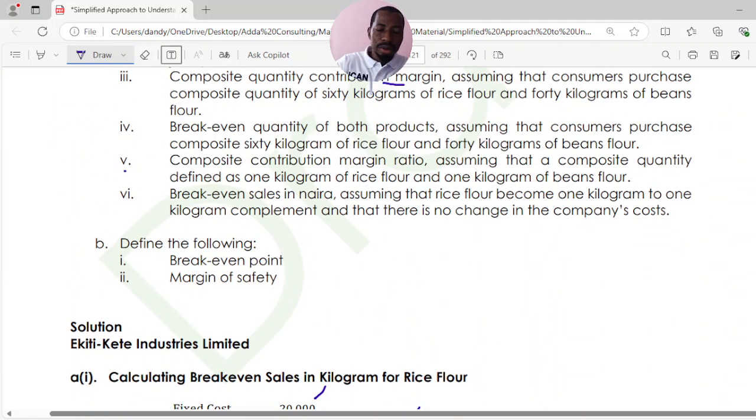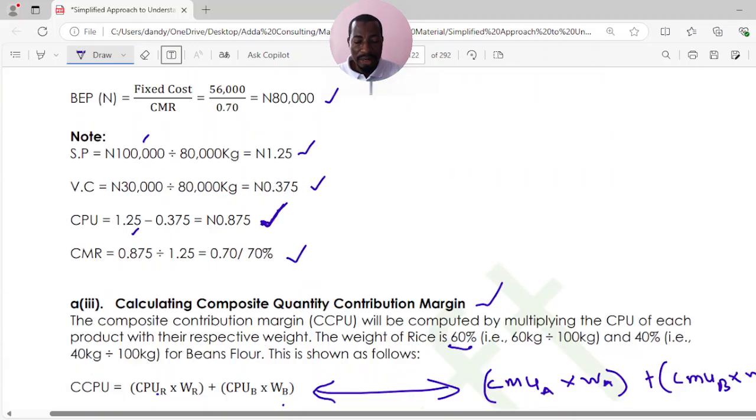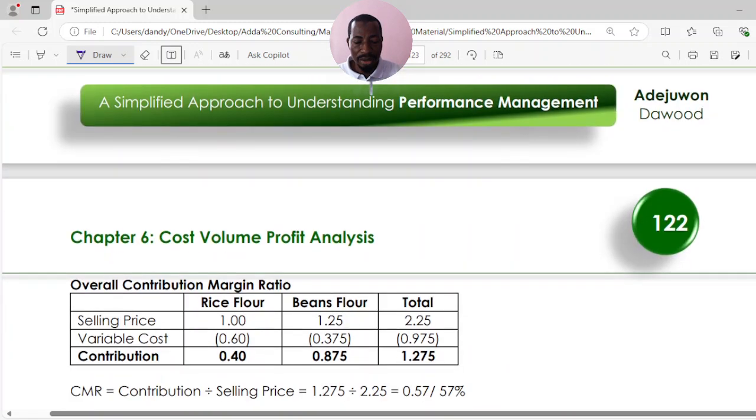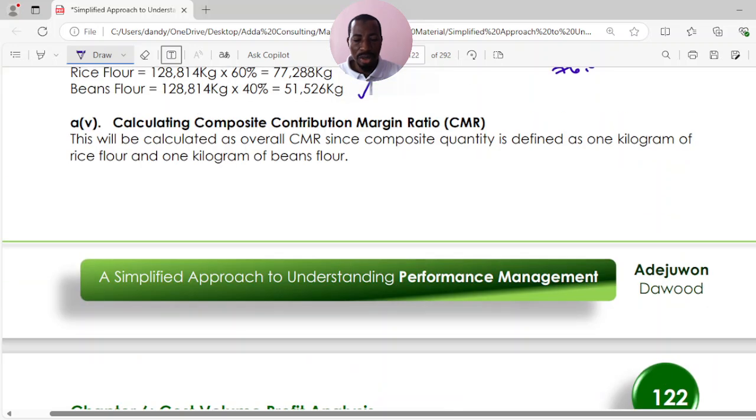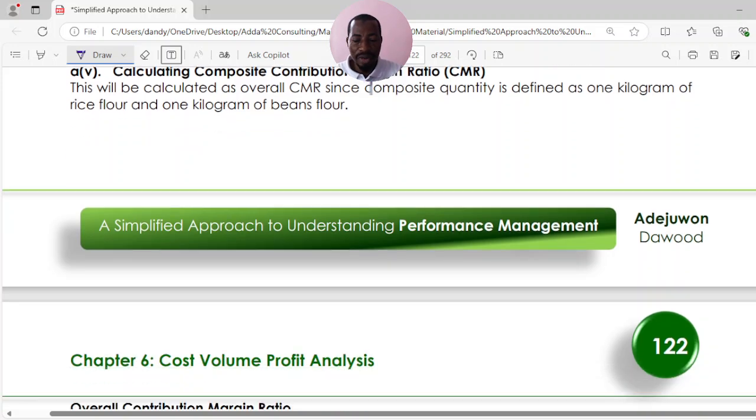Then number 5 of the requirement says that we should determine the composite contribution margin ratio, assuming that a composite quantity is defined as 1 kilogram of rice flour and 1 kilogram of beans flour. So how are you supposed to do this? To calculate the composite contribution margin ratio, the most important thing is to calculate the overall contribution margin ratio, since the composite quantity is defined as 1 kilogram of rice flour and 1 kilogram of beans flour.